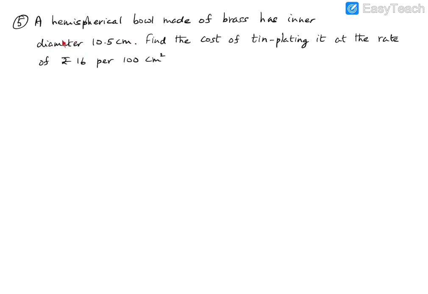From the inner diameter, we can divide the diameter by 2 and get the inner radius. And once we have the inner radius, we can calculate the inner curved surface area. Because it's a ball, it does not have a covering on the top, so it's a hollow ball, so we need only the curved surface area. So once we calculate the curved surface area, we can calculate the cost of tin plating it, because we know the cost of tin plating 100 centimeters square. So based on this, we can calculate the cost of tin plating the entire inner surface of the ball. So let's first write down the given parameters.